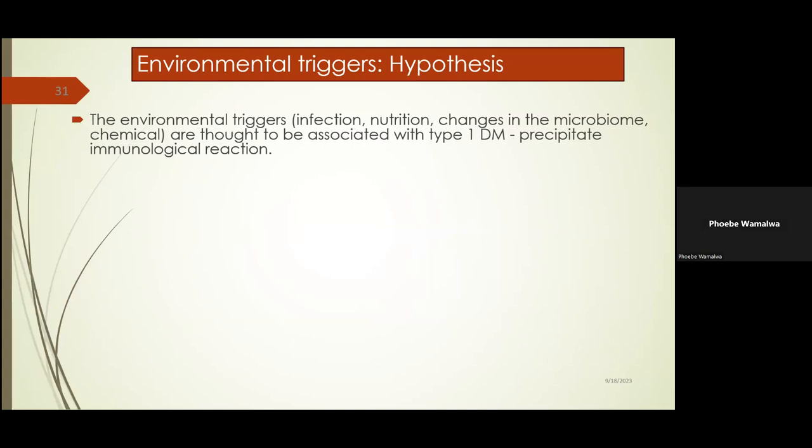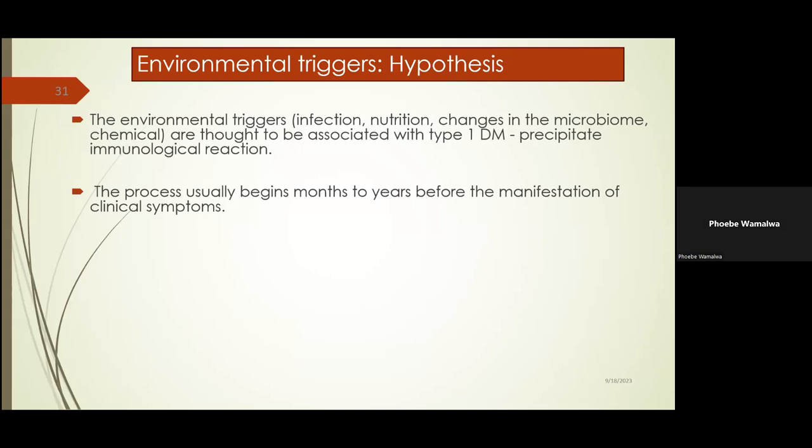So when it comes to the environmental triggers, various hypotheses have been put forward that act as environmental triggers. Here we are looking at infection, nutrition, changes in the microbiome, or certain chemicals that are thought to be associated with or precipitate an immunological reaction and hence the development of type 1 diabetes. And this process usually begins months to years before the manifestation of the clinical symptoms.